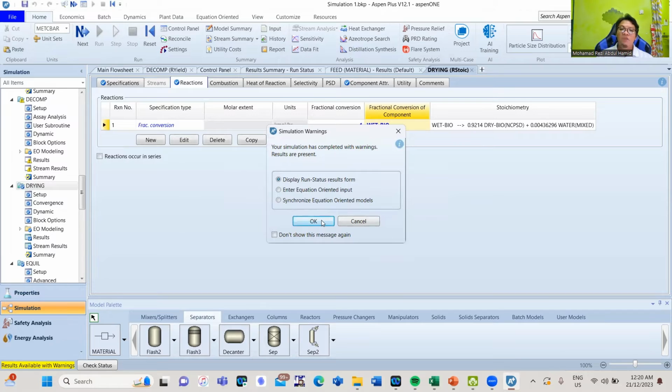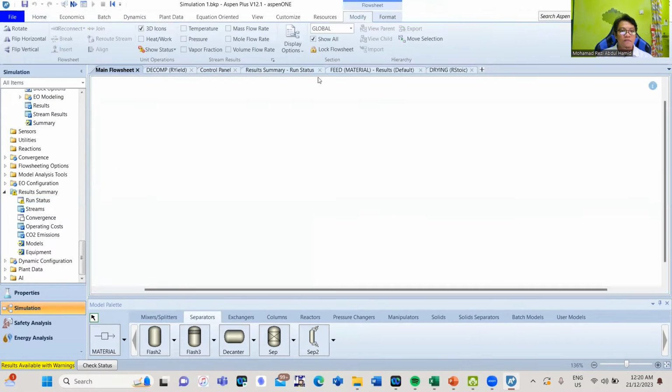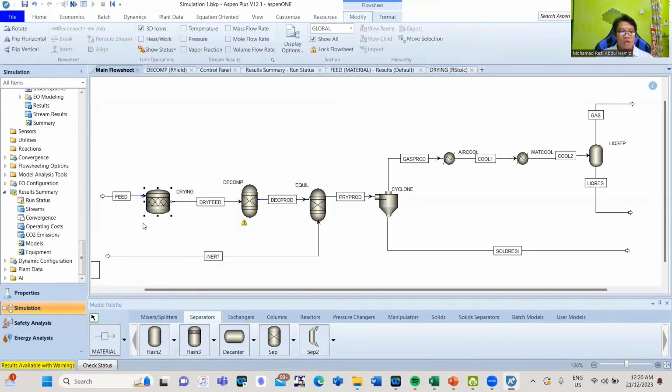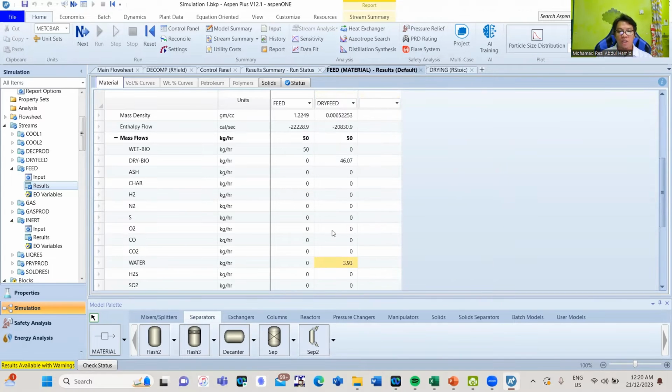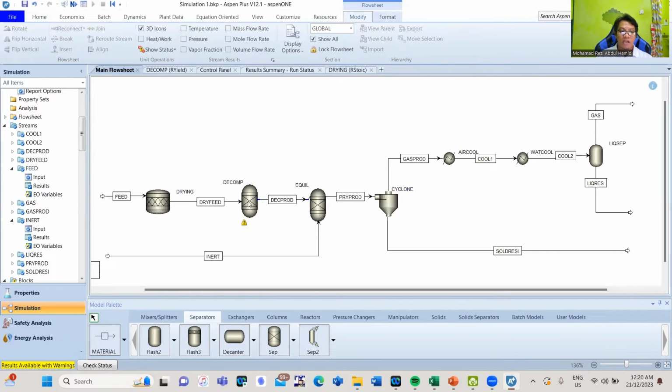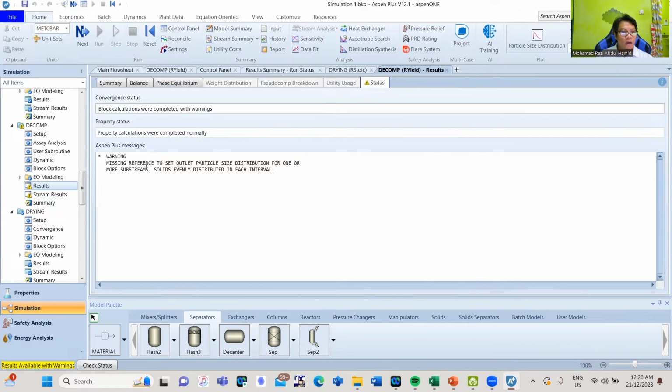Oops. Okay, I still have a warning, but let's see what the warning is. But at least if you see my water going in, if I see my material stream, feed stream 50, dry feed should be 50 as well. Now mass balance is correct. The only thing I need to take care of next is the warning on the decomposition mass balance. So I have to check what the warning is.